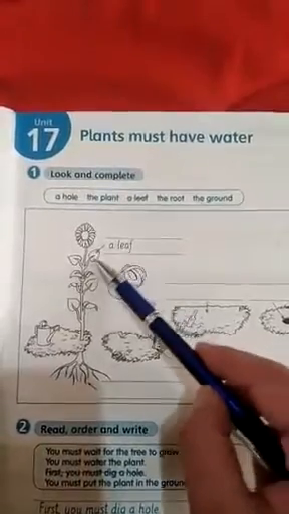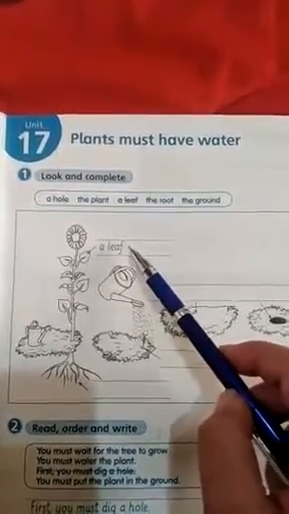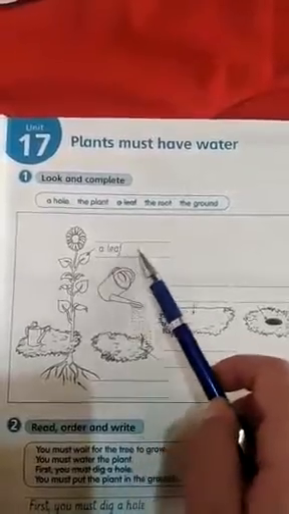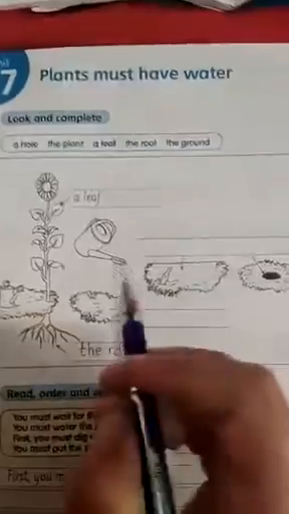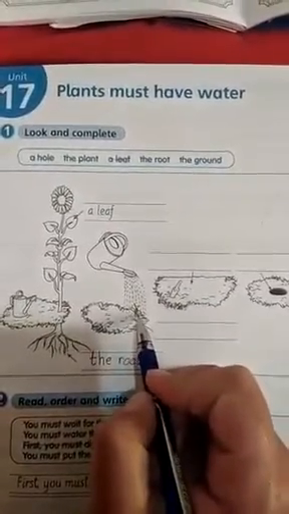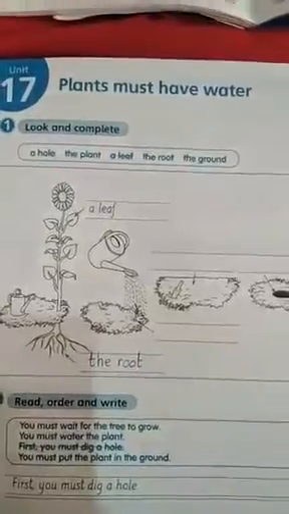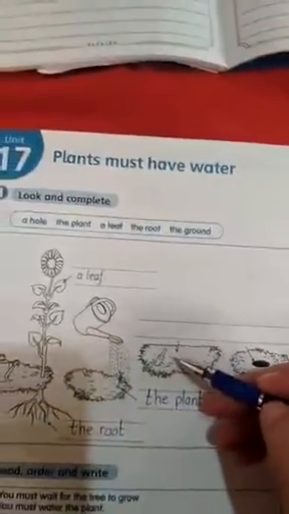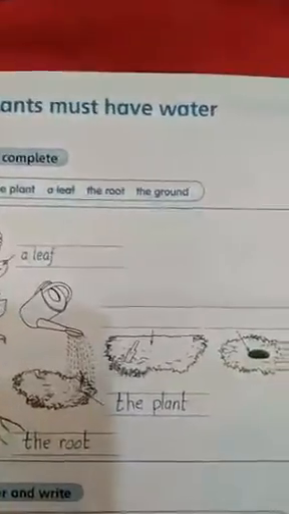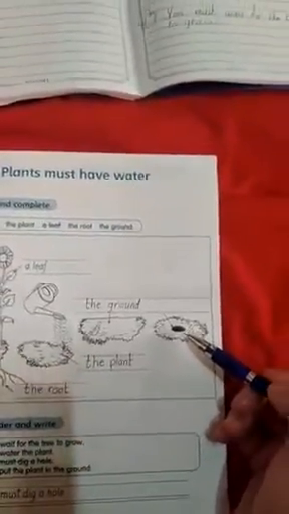Here we have a leaf. This is a leaf. What is the plural of a leaf? Leaves. Do you remember it? A leaf. Leaves. Look at this thing. What do we call it? The root. What's this? This is the plant. So we are going to write the plant. And what about this thing? The ground. And finally, what about this thing? What do we call it? A hole.